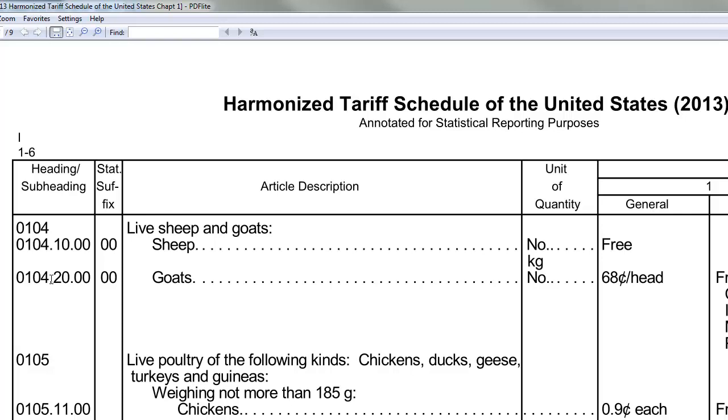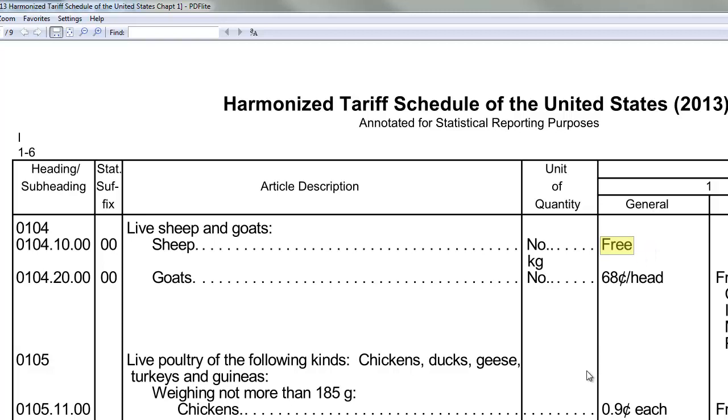So according to the tariff, I am going to pay 68% per goat that I import. But if you look at the line above it, if I were to import sheep, I would not pay any duty at all because it is free.